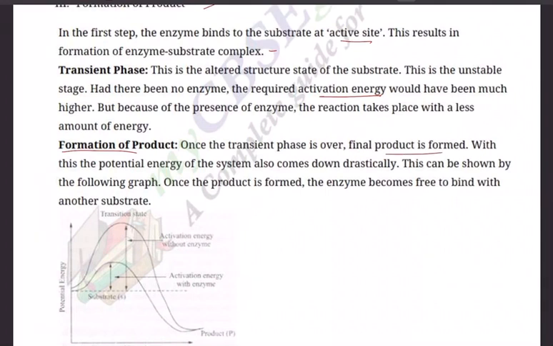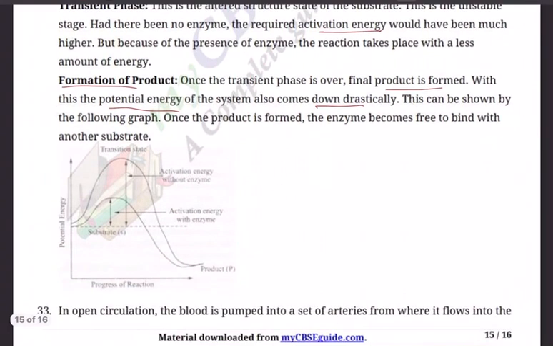Formation of product, final one. Once the transient phase is over, final product is formed. With this, the potential energy of the system also comes down drastically. This can be shown by the following graph.